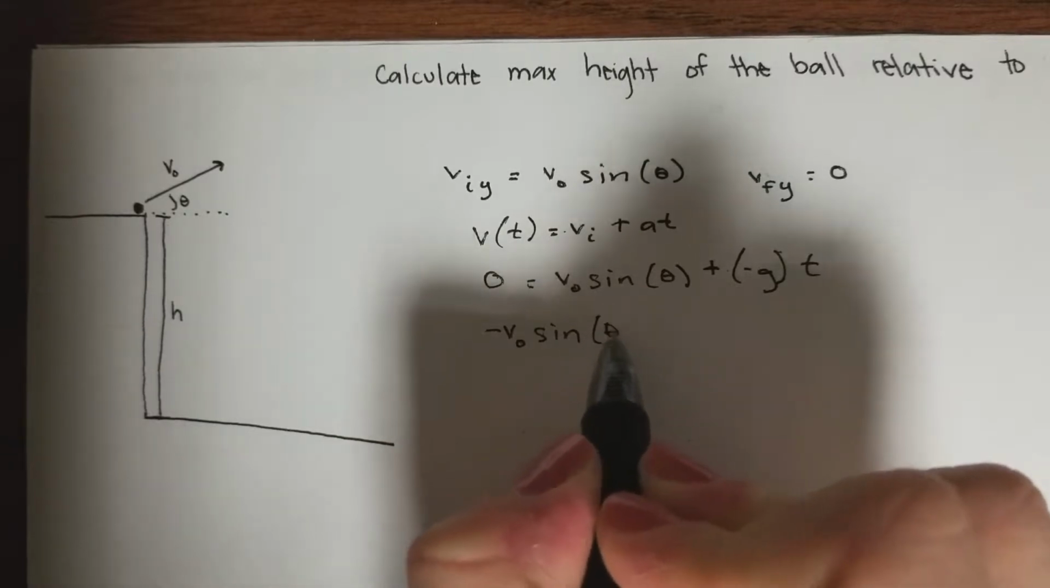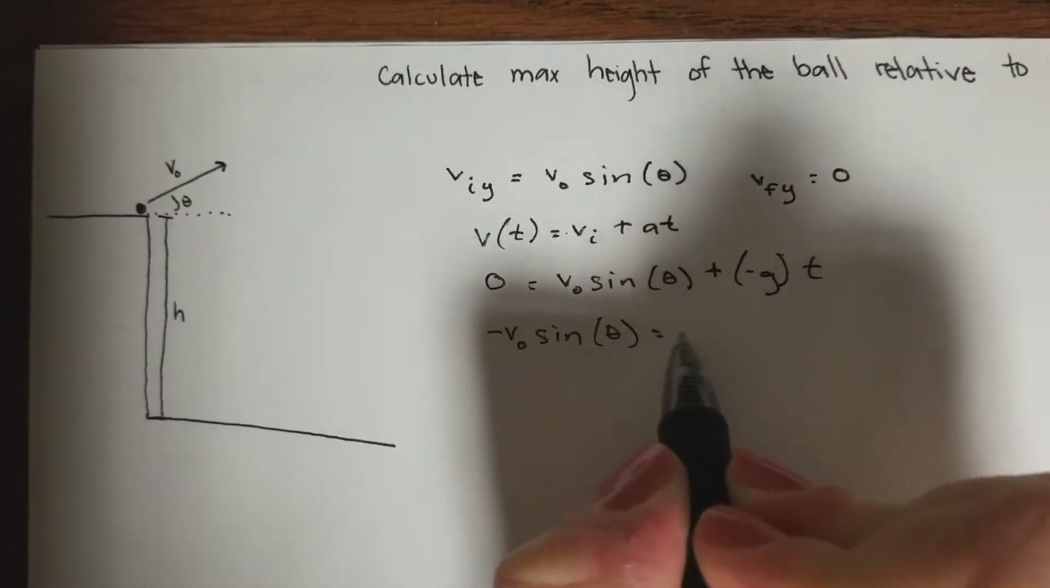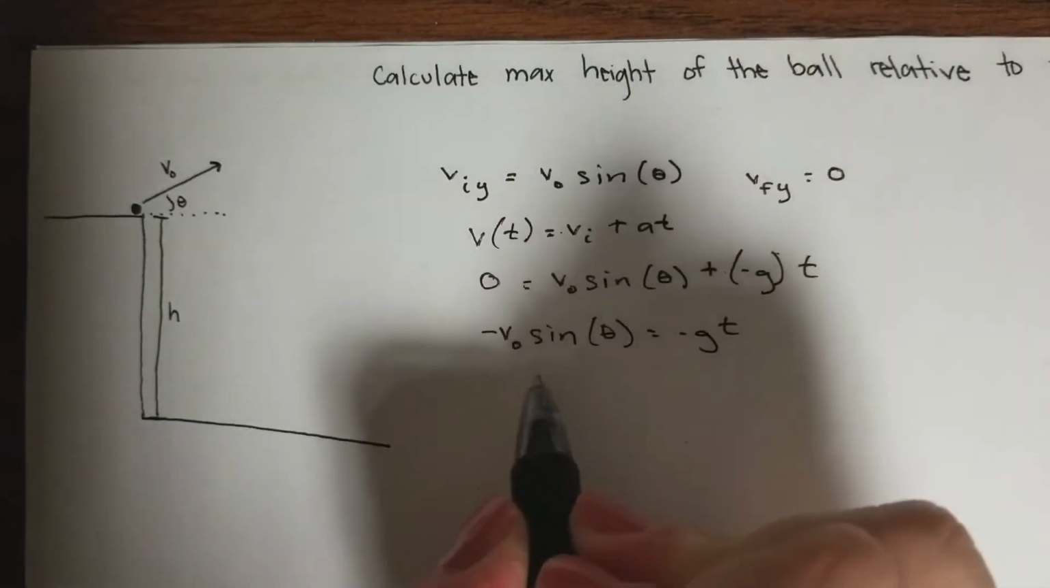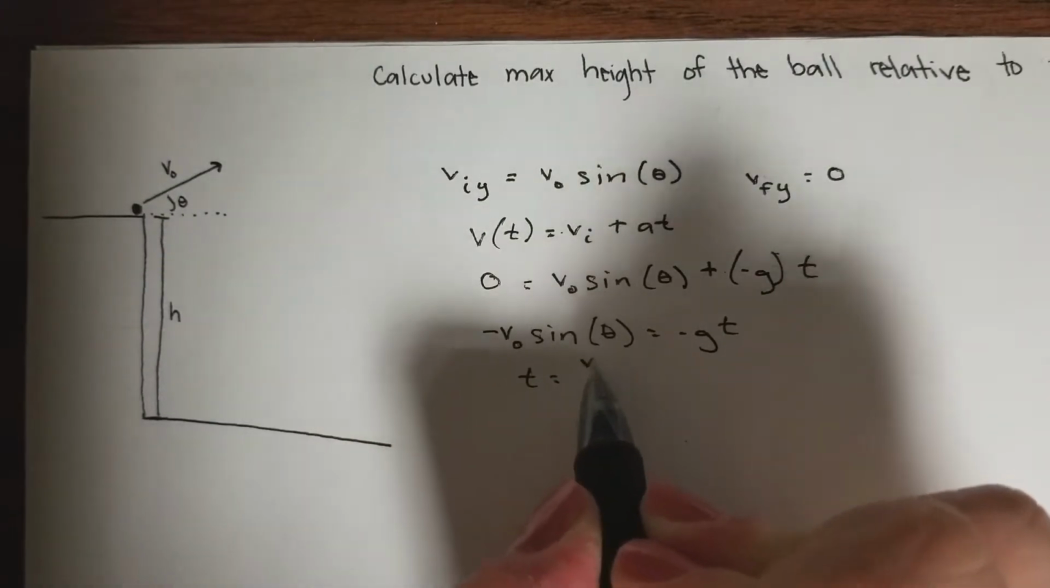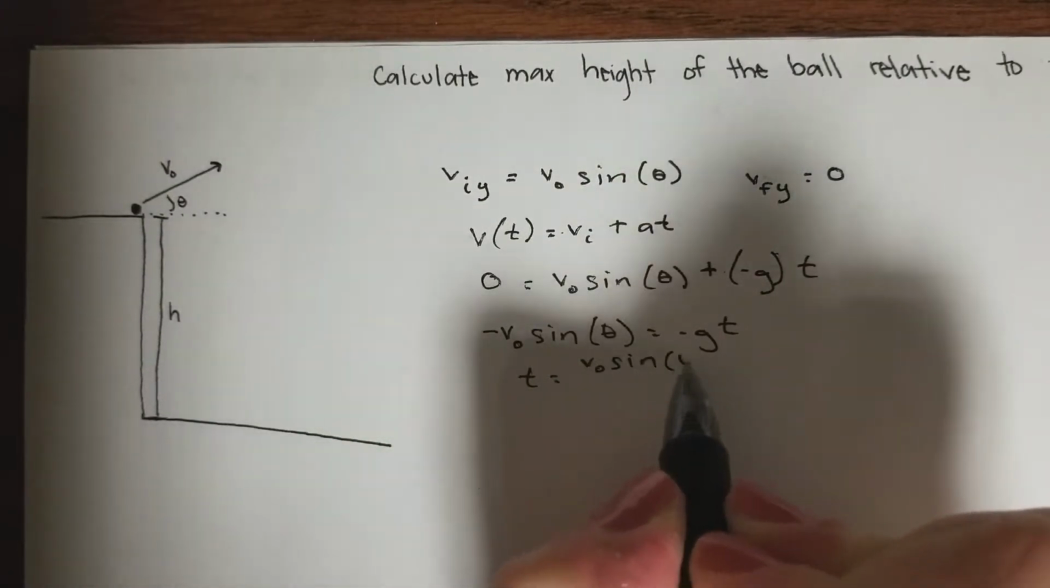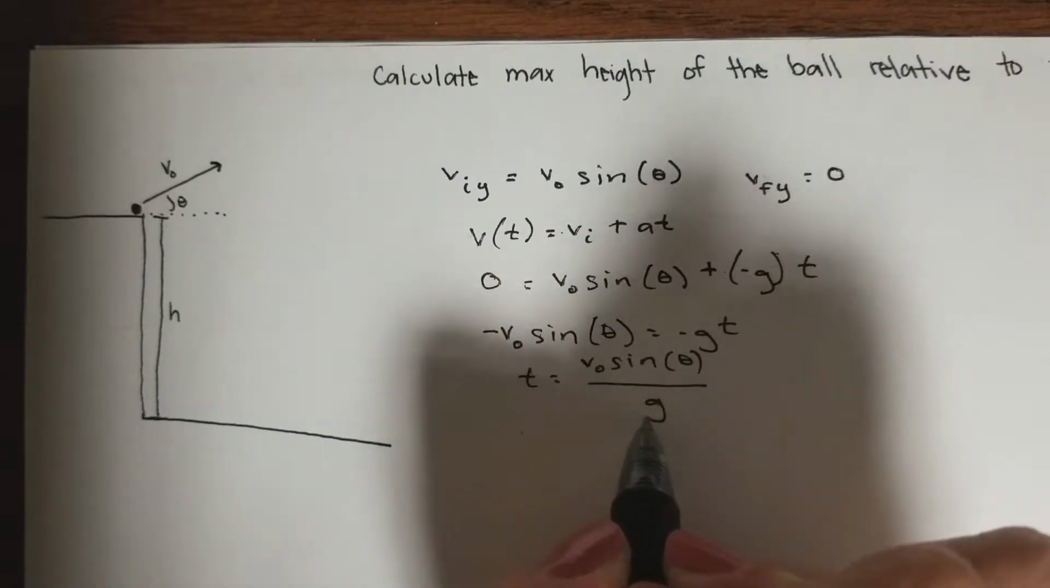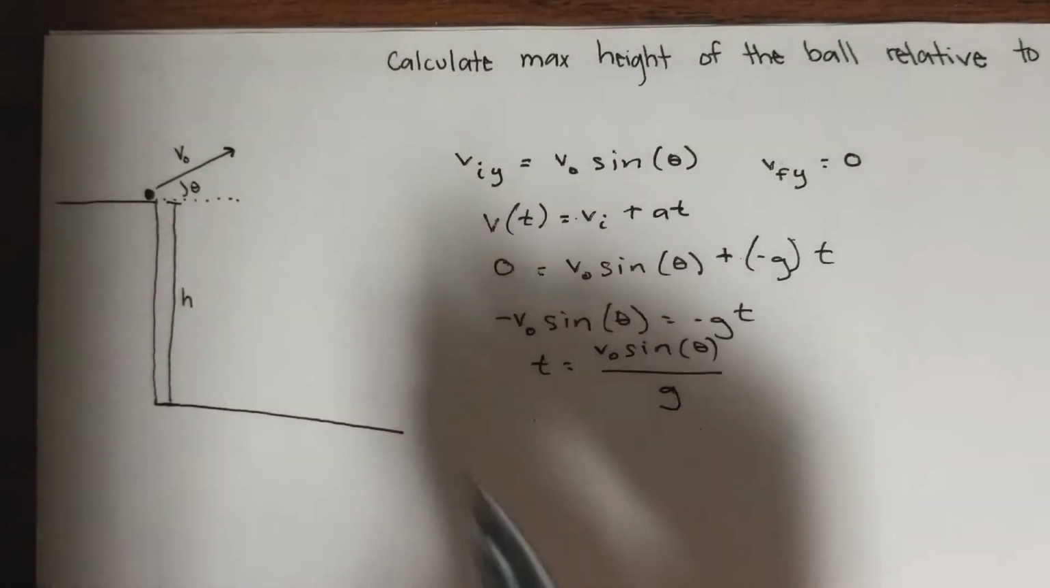We subtract the initial velocity over, and then we can solve for t, which is v naught sine theta over g. So that's the time it takes to get to its maximum height.